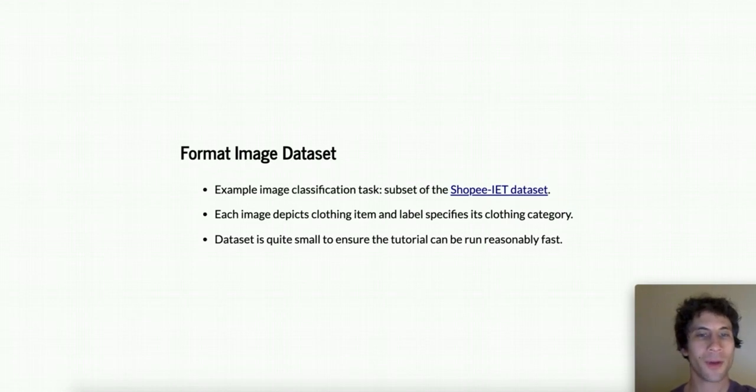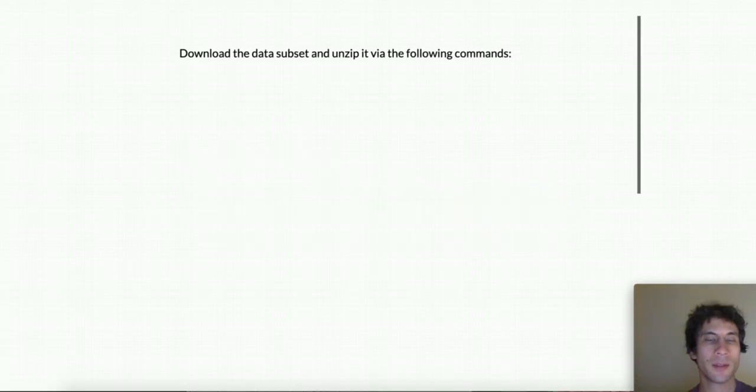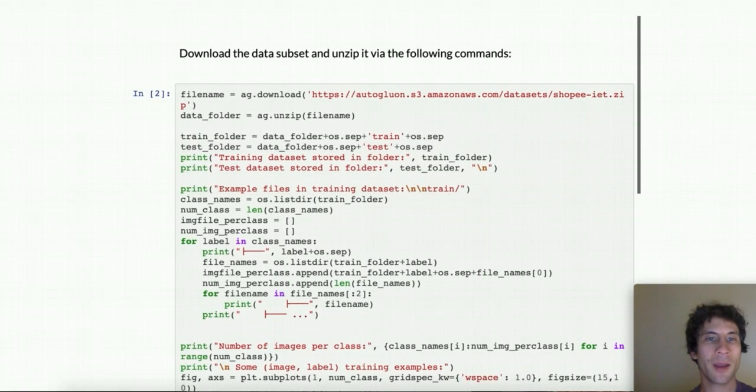Next, we format our image data set. Here we consider an example image classification task comprised of a subset of the Shop-Eye-T dataset. Each image in this data depicts a clothing item, and the label describes which clothing category the item belongs to. The dataset is really small here just to ensure our tutorial can run reasonably fast for you. Typically, image classification tasks can take quite a while. So here's the command to download this data from our cloud storage bucket and unzip it on your local machine.